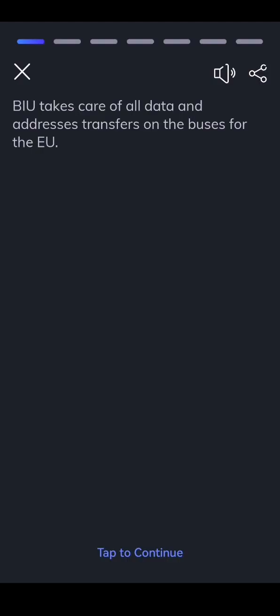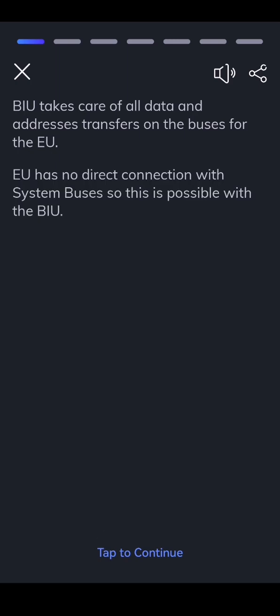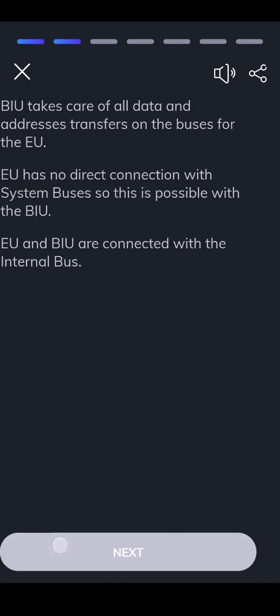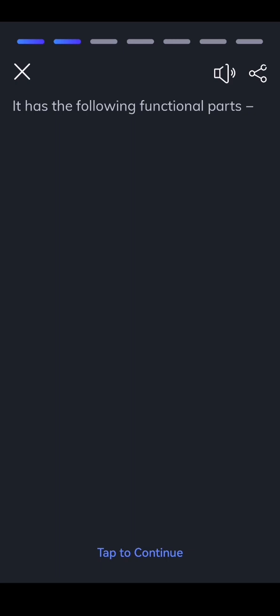BU takes care of all data and address transfers on the buses for the EU. EU has no direct connection with system buses, so this is possible with the BU. EU and BU are connected with the internal bus. It has the following functional parts: instruction queue.